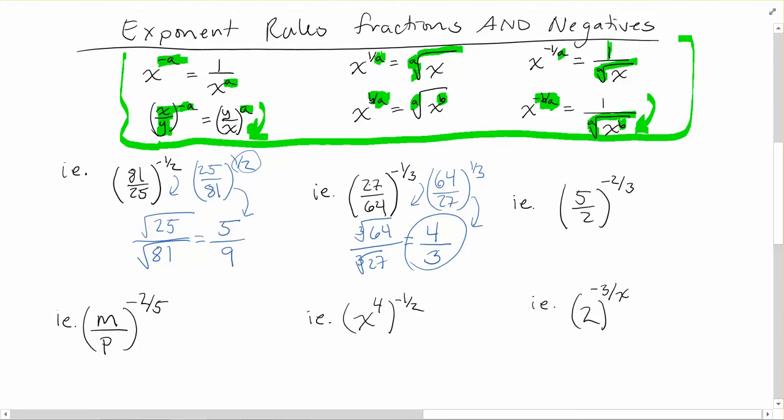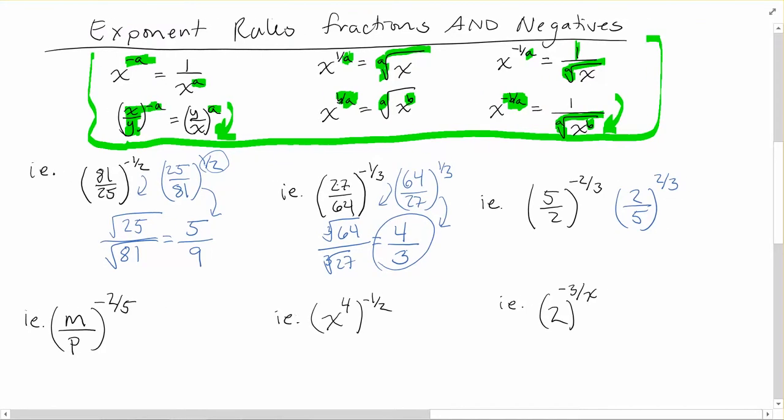Another example, 5 over 2, and it is to the negative power here, so I'm going to flip it first. 2 over 5 is now to the power of, not flipping the power, just flipping the fraction itself, is now to a positive power, 2 over 3. A couple of things need to happen here, and I'm not sure how they'll work out, but that 1/3 there is saying this needs to be a third root, and that 2 means that I need to square. So, it might be helpful in this example to actually write it out.